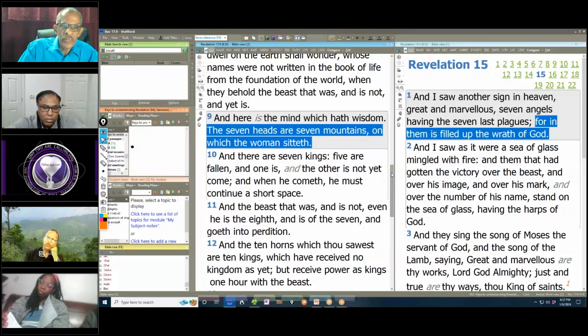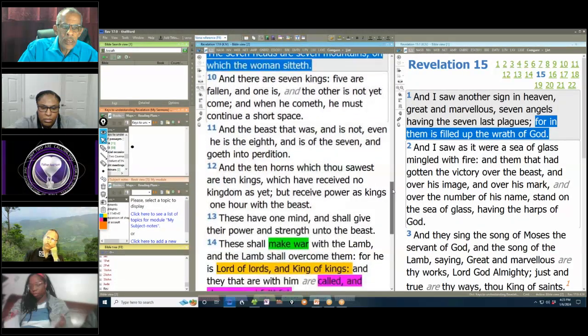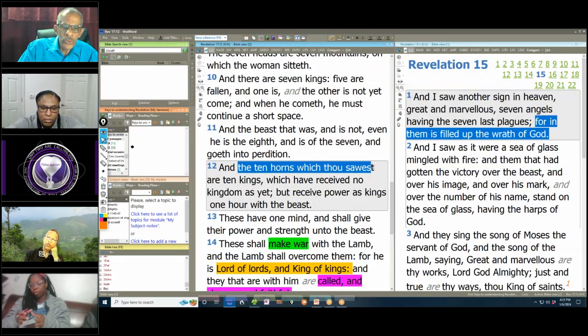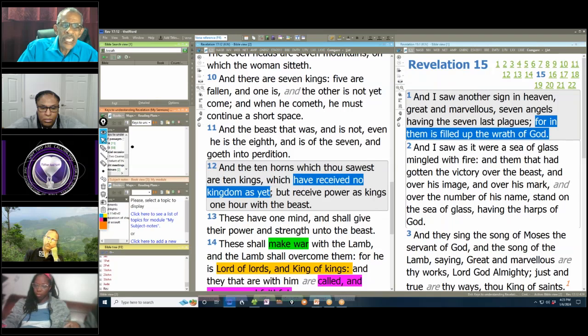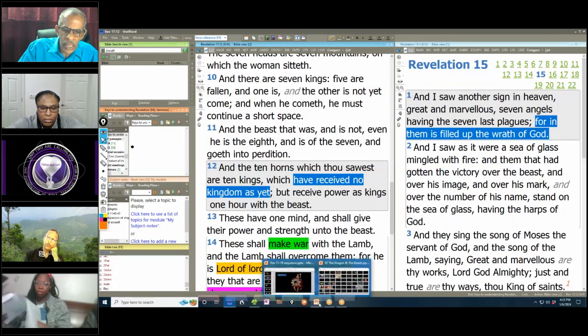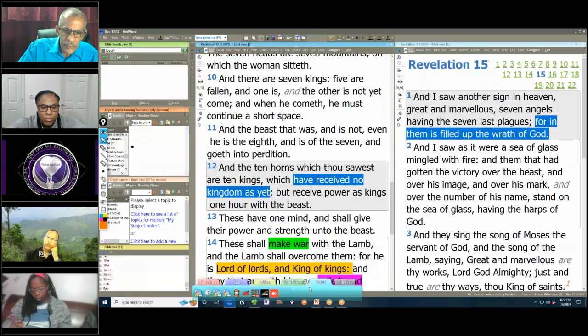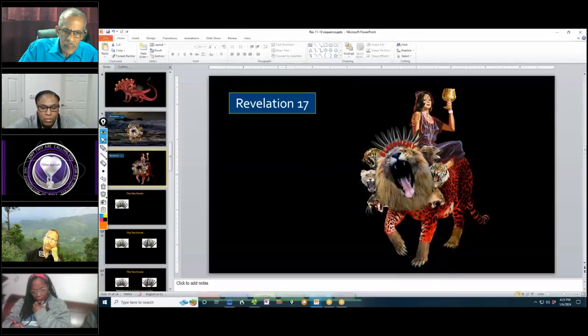When you go to Revelation 17, it says, and the 10 horns which you saw are 10 kings which have received no kingdom as yet. And so if you look at the beast in Revelation 17, these 10 horns have received no kingdom as yet. So of course, God does not tell you that they have crowns because they have not received a kingdom yet.